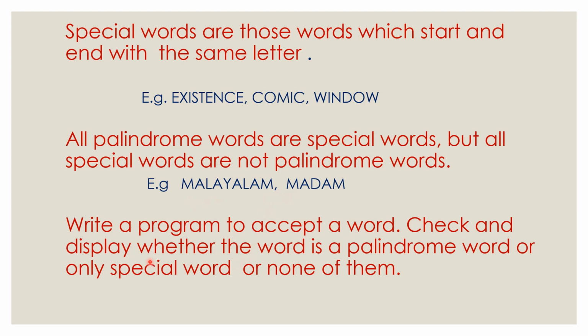So now write a program to accept a word, check and find whether the word is a palindrome word or only special word, or none of them. That means three choices we have. We have to find if it is a palindrome word. If it is palindrome, automatically it will be special also. So second, we have to find whether it is only special, or third, we have to find whether the word is none of them, not even palindrome and not even special.